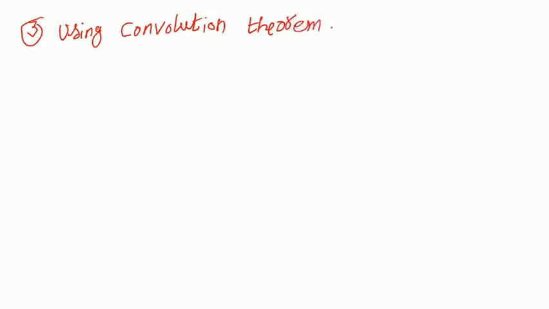Now see the third problem. Third problem is, using convolution theorem, find L inverse of s square by s square plus a square into s square plus b square.